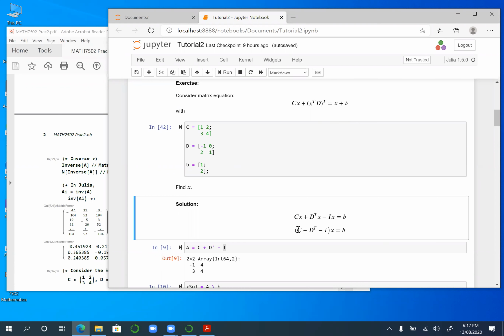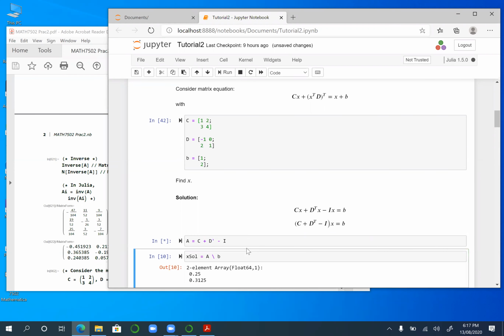So what we have remaining inside the bracket is C plus the transpose of D minus the identity matrix, and that is all times X, and that is equal to B. Okay, so that now is in a form that we could solve more easily, because we could now declare A is equal to C plus D transpose minus I. Okay, and the syntax for transposing is just this dash. Put this in memory now.